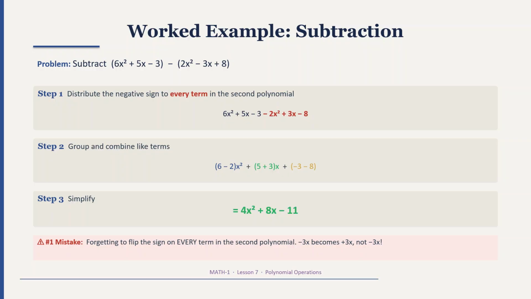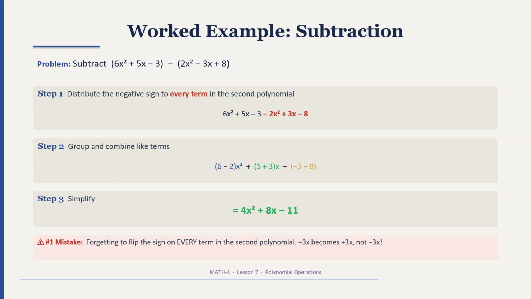Now let us work through subtraction, where the number one mistake lives. We need to subtract 6x squared plus 5x minus 3 minus the quantity 2x squared minus 3x plus 8. Step 1 is the critical one. Distribute the negative sign to every term in the second polynomial. 2x squared becomes negative 2x squared.